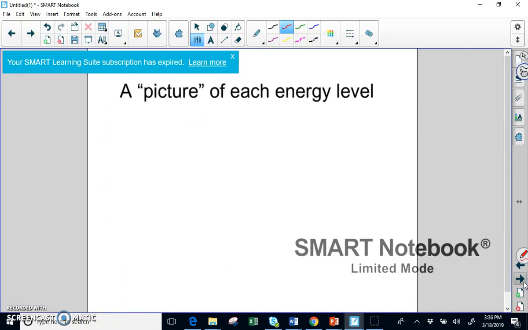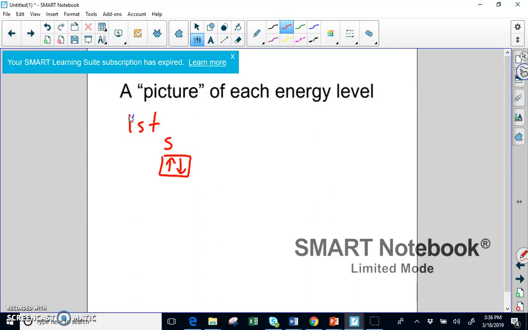Alright, so the first energy level is the most simple one. The first energy level has one sublevel named S. And in that S sublevel there is one orbital, which can hold 2 electrons. So this here is the orbital, the S orbital.